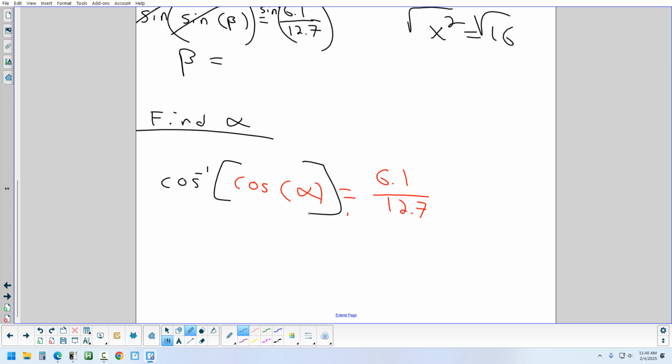Those parentheses or brackets or grouping symbol, you can use different kinds of symbols there. That doesn't represent multiplication. Okay? It just represents that we're taking the inverse cosine on both sides. And same thing here.